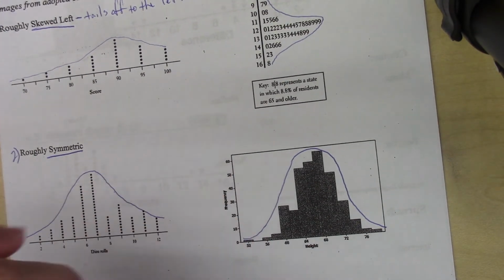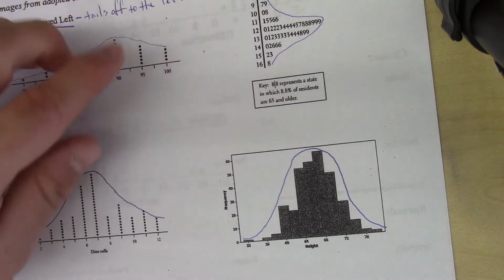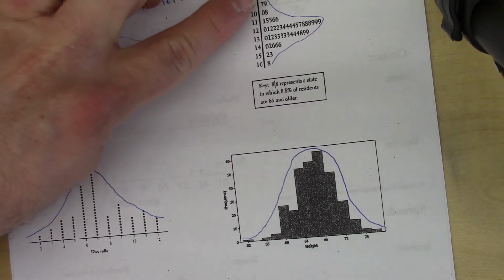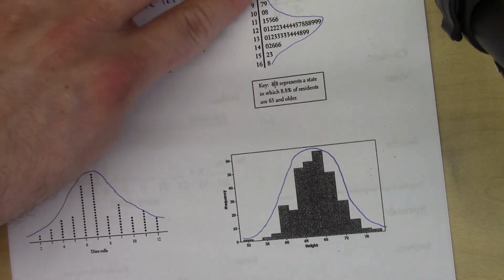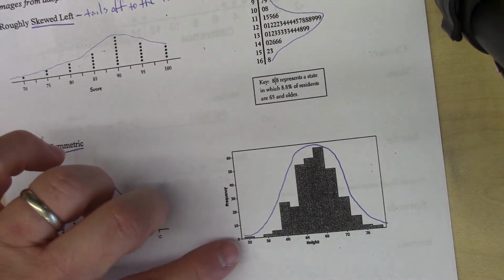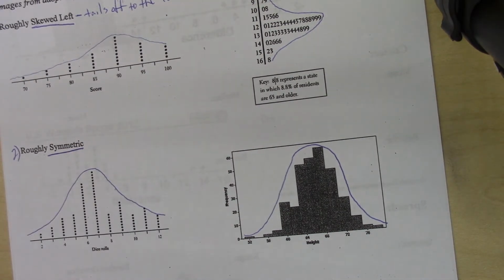So sometimes you'll say roughly symmetric. Sometimes, like on this one, this is roughly symmetric, but it has this. So I might say roughly symmetric with an outlier of 68, or roughly symmetric with an outlier of 52. You could say that as well.